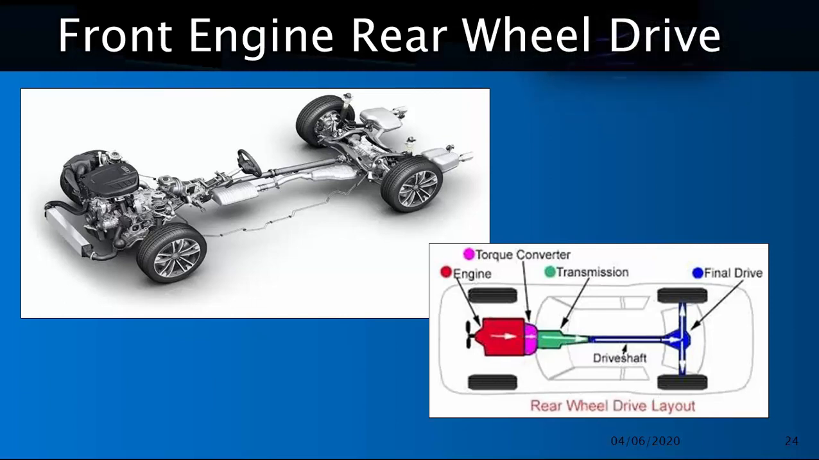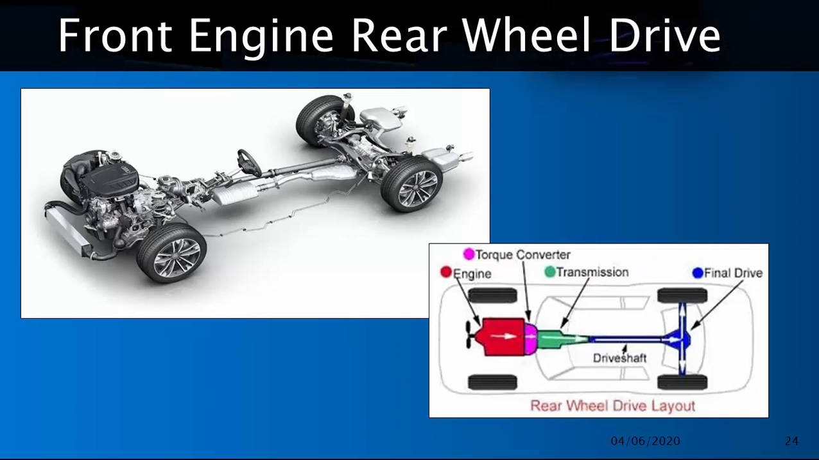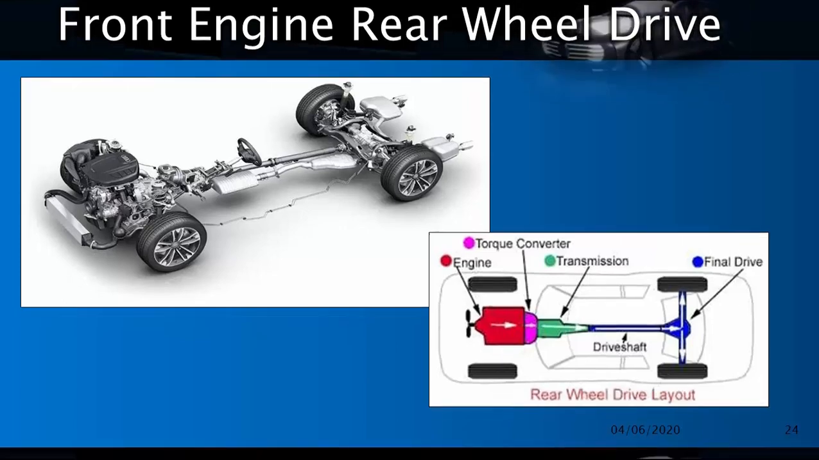So you can see here engine is mounted at the front and it is transmitted through the clutch and gearbox and drive shaft or propeller shaft, and power is given to the rear wheel drive. This is the first arrangement. Clear?